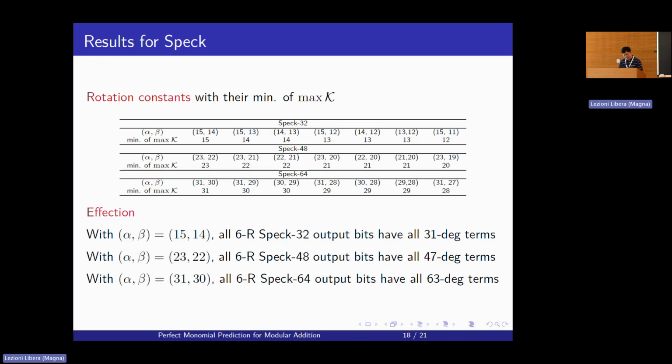Some alpha and beta choices are shown in this table. With a larger minimum of max K, we can indeed do something better than the original parameters. For example, we can prove that all 6-round Speck32 output bits already have all degree-31 terms. This is also the same with Speck48 and Speck64. Recall that with the original parameters, we can only do it for Speck32 with 7 rounds.